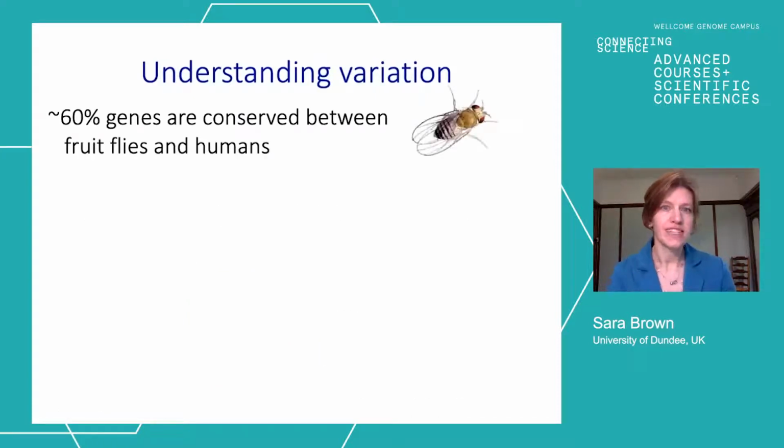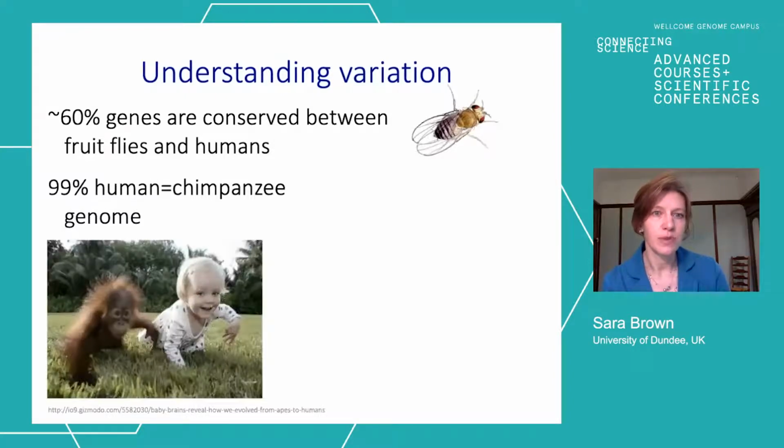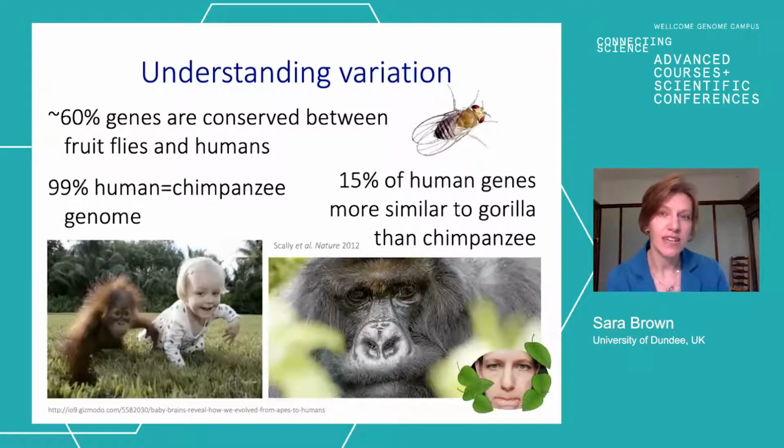And when it comes to understanding variation, it's kind of humbling to remember that 60% of genes are conserved between the fruit fly and the human. And we know that about 99% of the human genome is the same as a chimpanzee genome. And more recent studies have shown that we're probably even more similar to gorillas than we are chimpanzees.